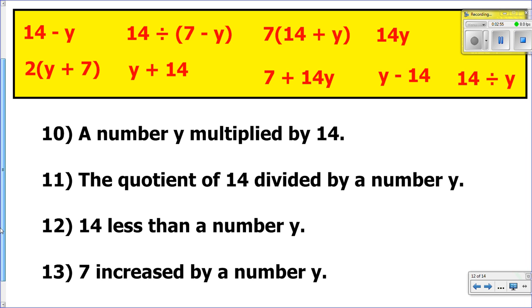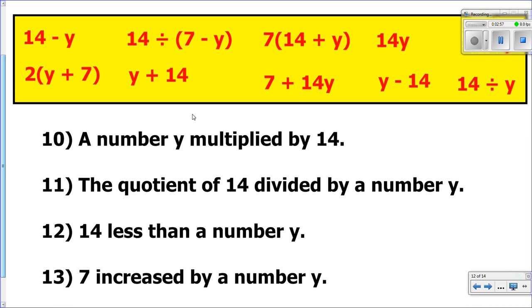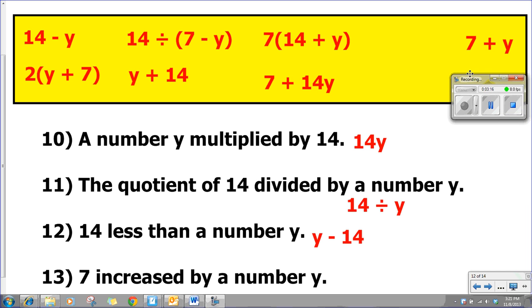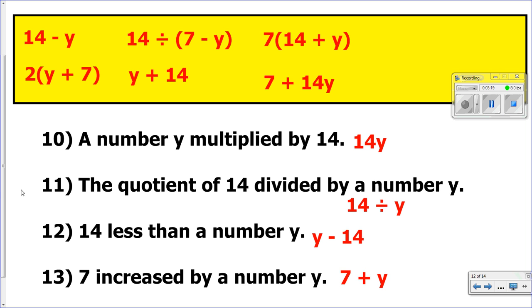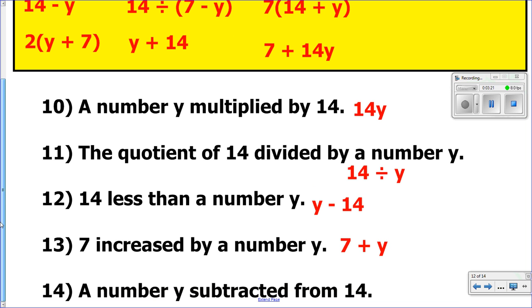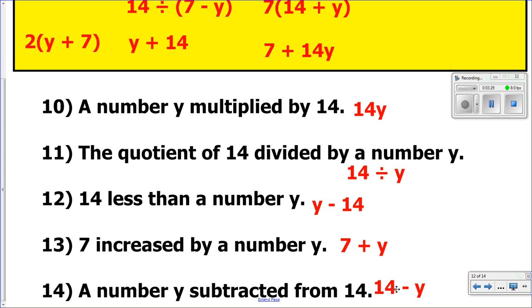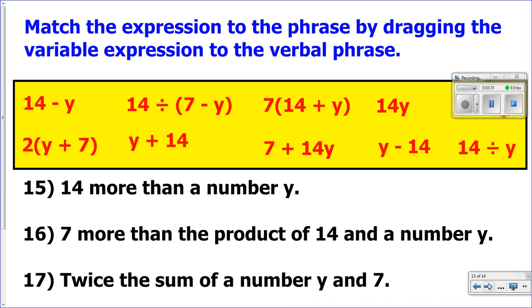Okay. A number y multiplied by 14 would be this 14y. The quotient of 14 divided by a number y would be this one right here. 14 less than a number y. Remember, less than means reverse order. 7 increased by a number y would be this one right here. Then we have a number y subtracted from 14. That would be this one right here. Scroll back down. And that would be those answers.